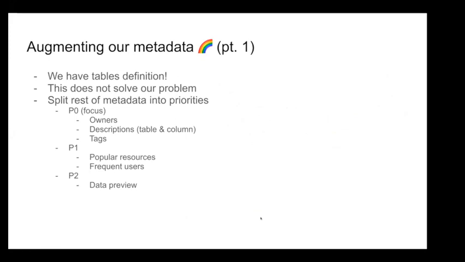Great. So now we have table definitions, but they're completely empty. That does not solve our problems. Now we had to actually ingest metadata into Amundsen. So we separated them into priorities of what we thought our stakeholders were most concerned with, P0, P1, and P2. And we did it in that order. For the sake of this talk and time, I'll only talk about our P0 metadata.